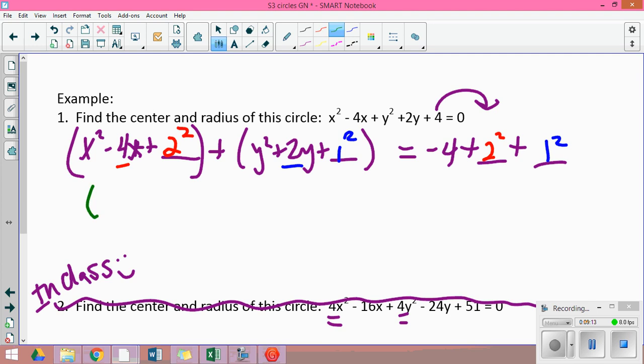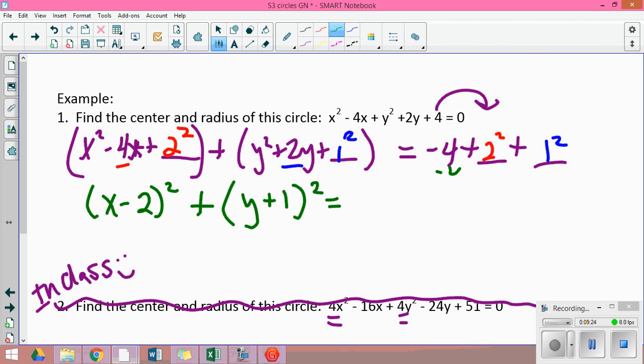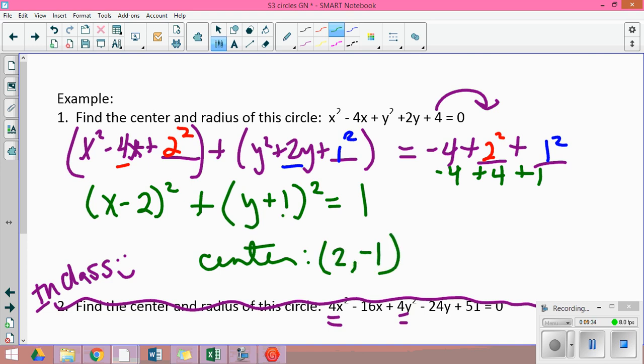This packages up into x minus 2, the quantity squared. The next one packages up into y plus 1, the quantity squared, is equal to minus 4 plus 1. And so my center is at 2, negative 1. Remember, minus a minus. The square root of 1 is 1.